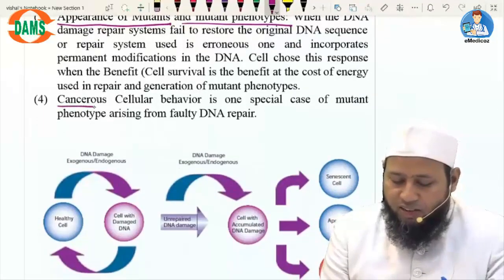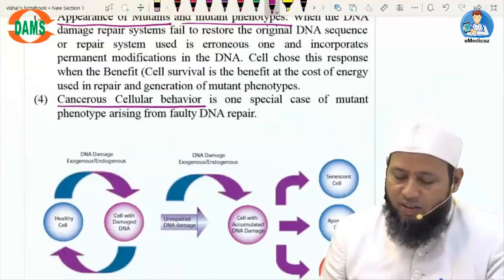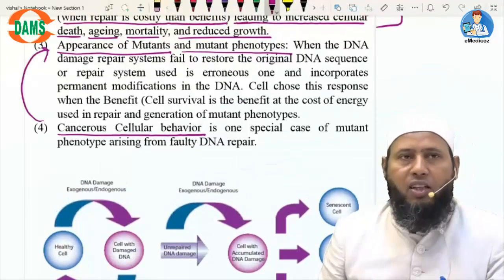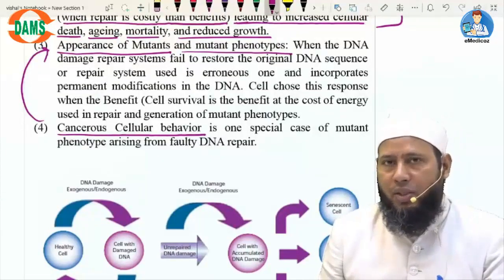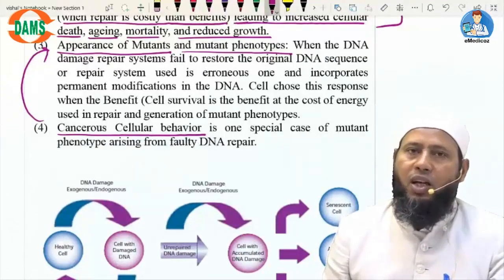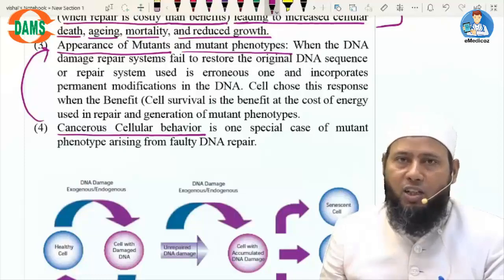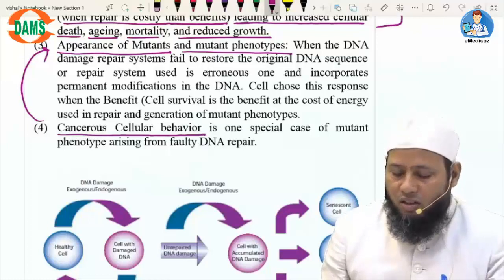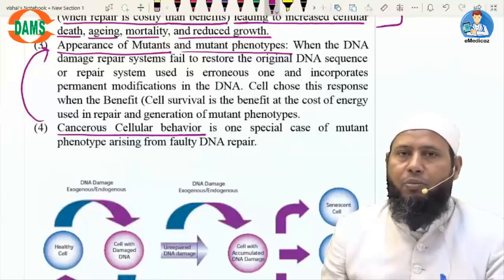And the fourth is the cancerous cellular behavior, or the formation and generation of cancerous cells. It is like a mutant. Cancerous cells are a kind of mutant cells which arise due to faulty repair or failure of the repair system. Because of that, the mutagenic effect, the effect by the mutagen or the DNA damage, accumulates inside the cell, and the cell survives with those accumulated damages. Or the cell tries to repair it, but the repair is faulty.